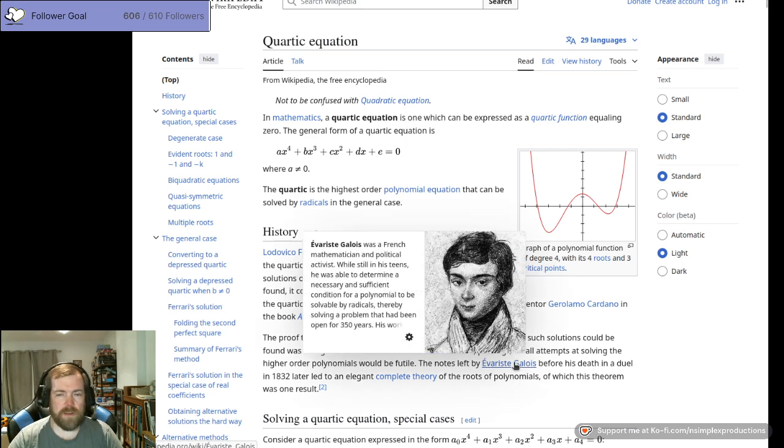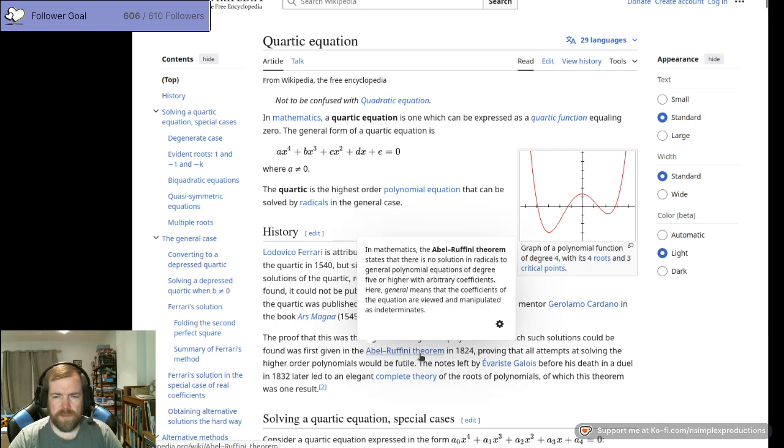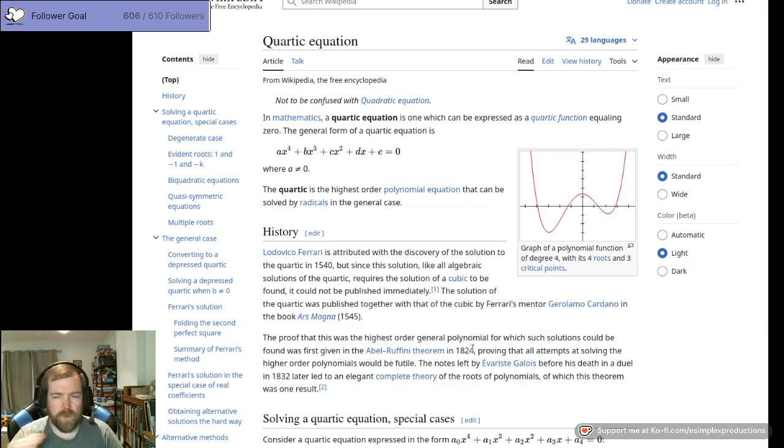It turned out that Évariste Galois, a French mathematician, in the 1830s would end up showing that it was not possible. Yeah, the Abel-Ruffini theorem in 1824, so pretty close to that same time, was the proof that this was the highest order general polynomial, proving that all attempts at solving the higher order polynomials would be futile.